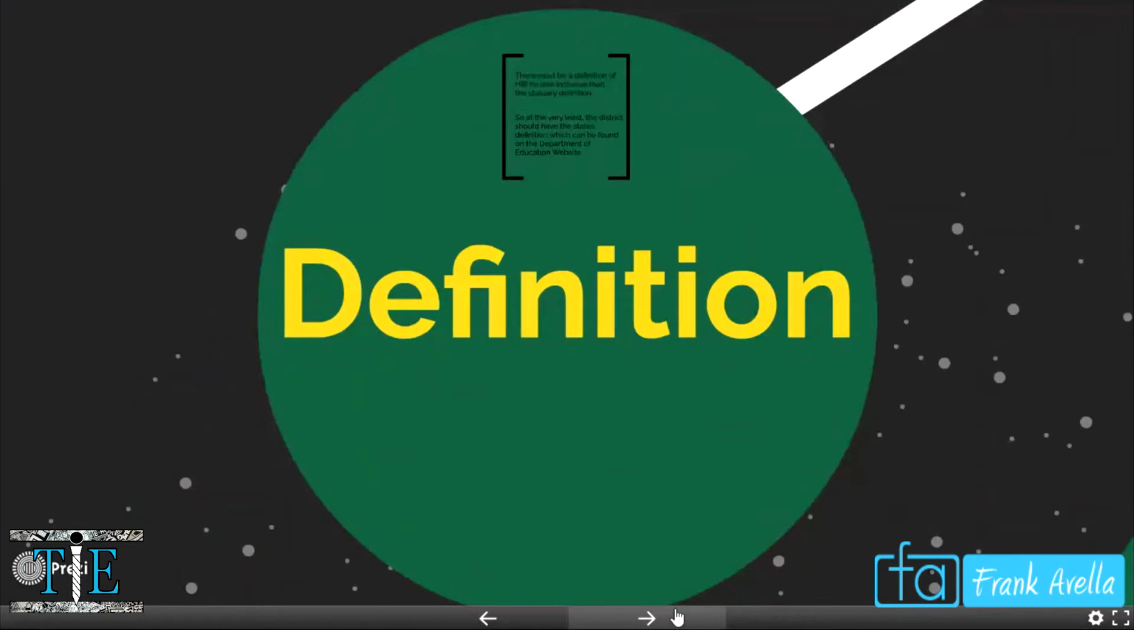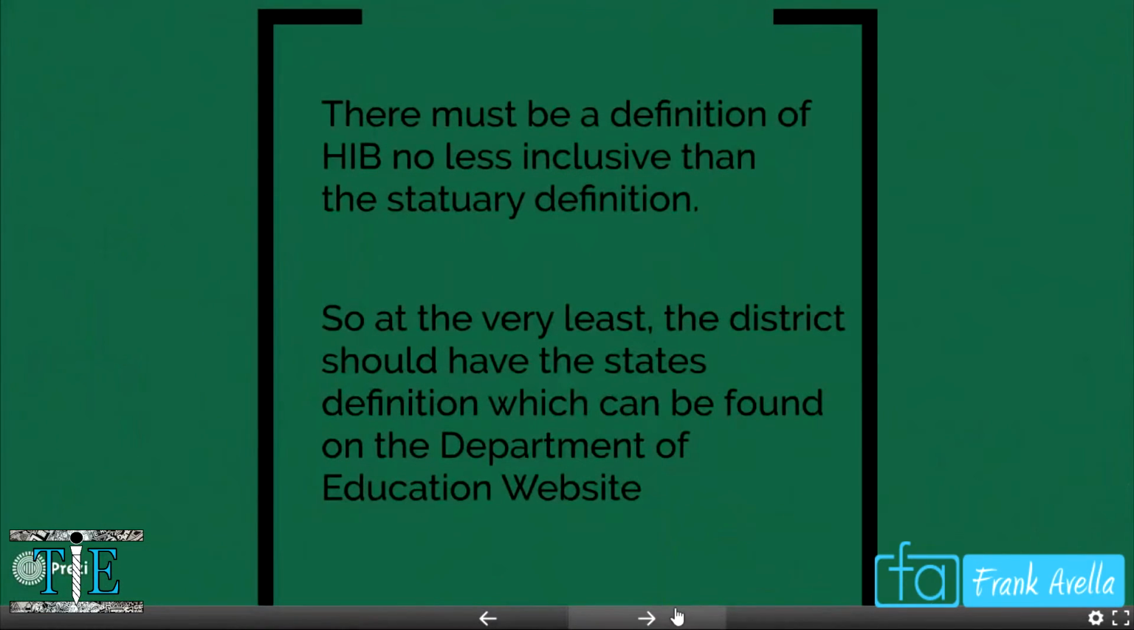First off, a definition. There must be a definition of HIB in the school policy, and it can be no less inclusive than the statutory definition. So that means at the very least they should have the state's definition on the website. They could have more if they want, but at the very least just the state's definition.